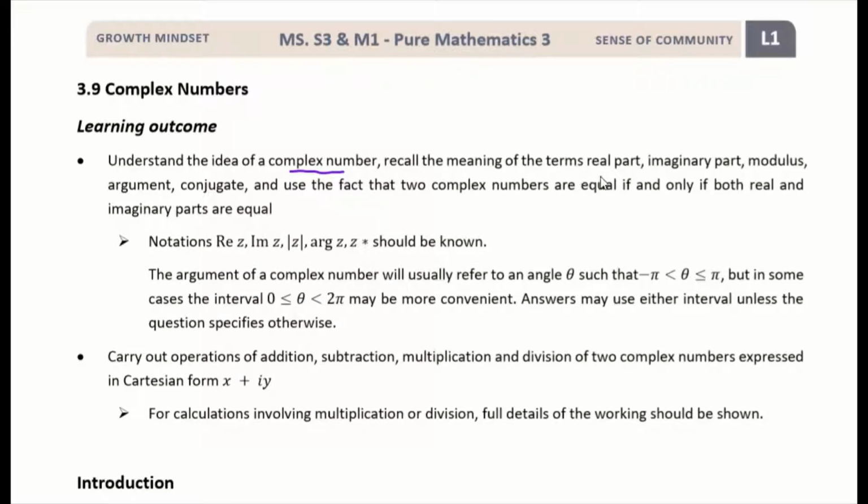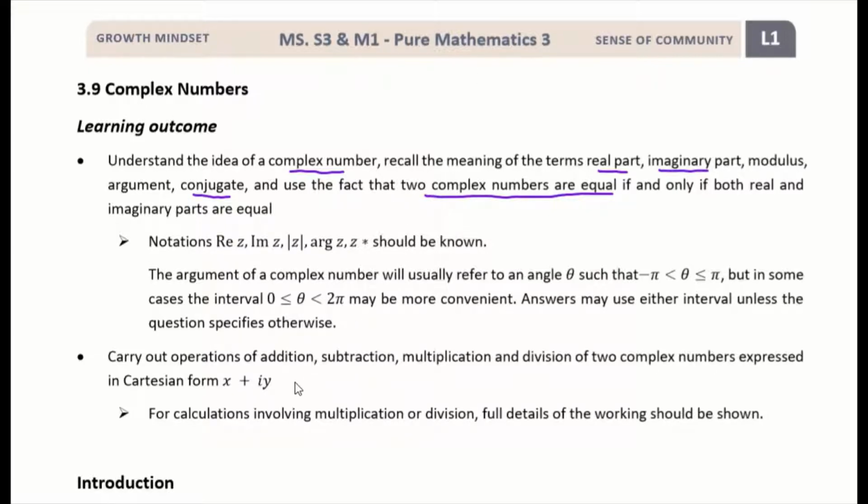Then you will be introduced to some new terms. For example, what is a real part? What is the imaginary part? And also what is the conjugate? And also how do we say that two complex numbers are equal? Okay, so the part on the modulus, the argument, and also some angles involved here, we are going to do that in the next lesson. All right, so that's the first thing.